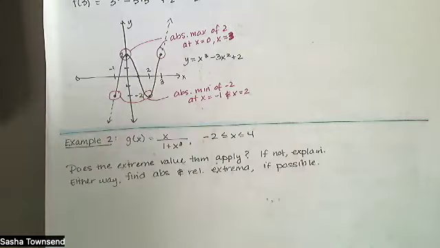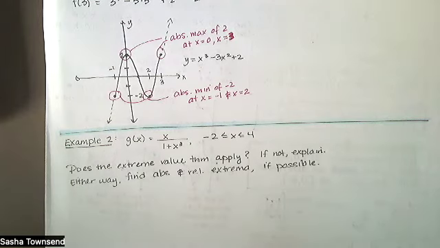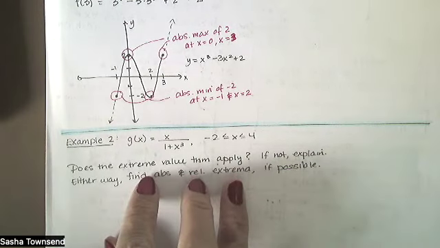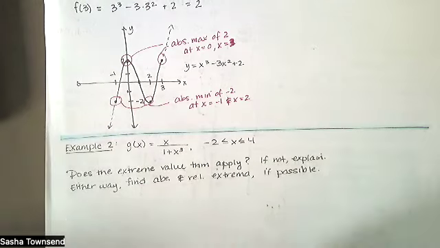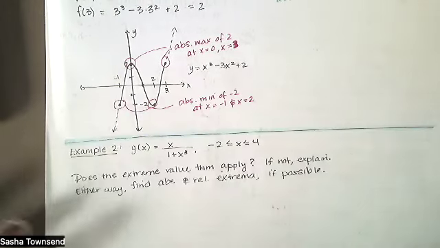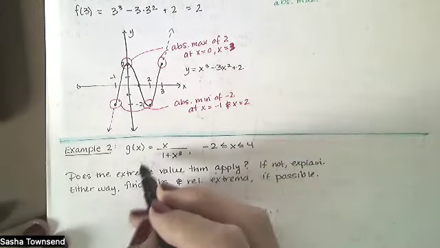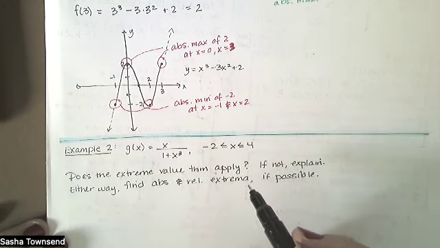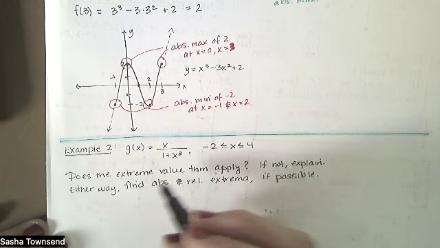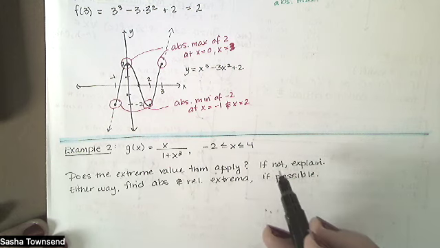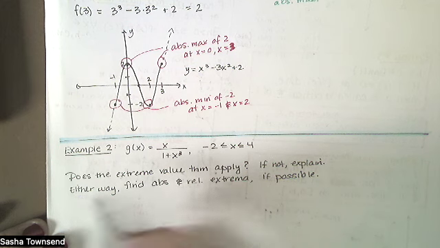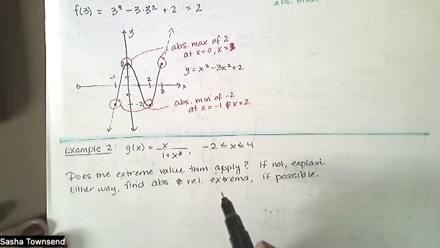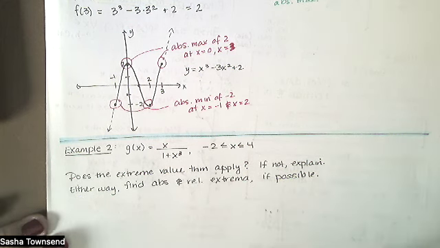In this video, we revisit example 2. We did all of this on Desmos.com, but I wanted to do it with pencil and paper, the way we traditionally would. So we're given g of x equals this rational function, and we're given an interval of x values. And the question is, does the extreme value theorem apply? And it says, if not, explain. And whether or not it applies, we're asked to find absolute and relative extrema if possible.